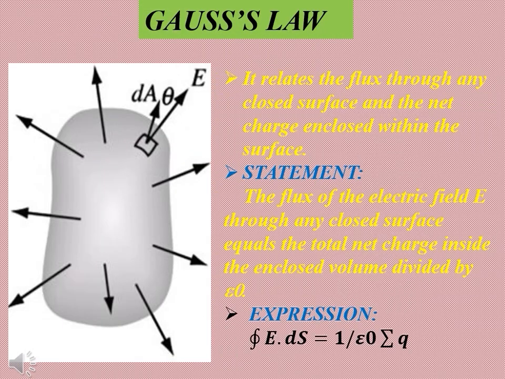Gauss's law relates the flux through any closed surface and the net charge enclosed within the surface. The statement goes like this: the flux of the electric field E through any closed surface equals the total net charge inside the closed volume divided by epsilon naught. The expression is the closed integral of E dot ds is equal to 1 by epsilon naught times the total quantity of charge enclosed in that particular volume.